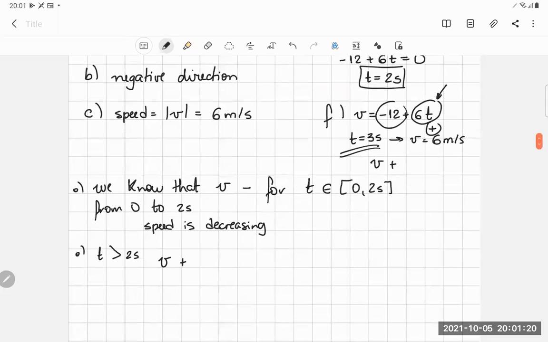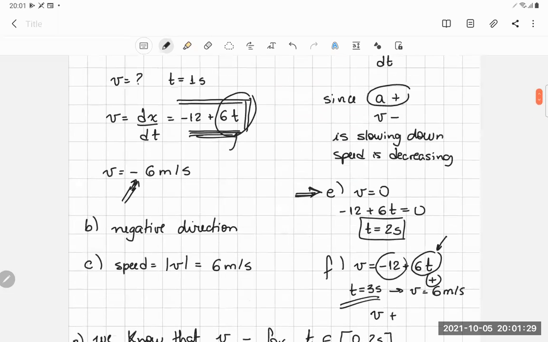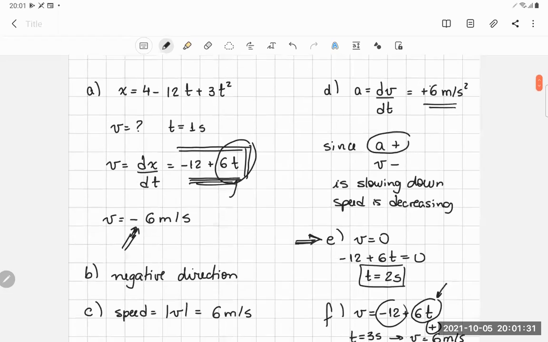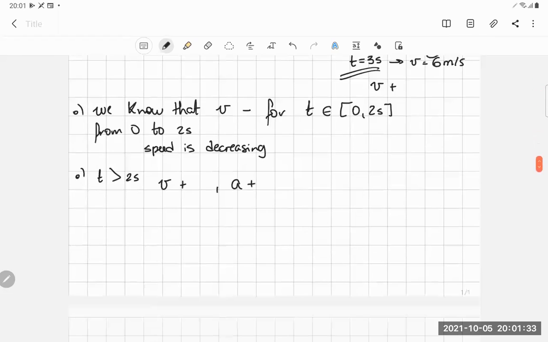And since the acceleration is always positive, a constant plus 6 meters per second squared, as we found here, for any time larger than 2 seconds, we know that the speed is increasing. The object is speeding up. And that's the end of this problem.